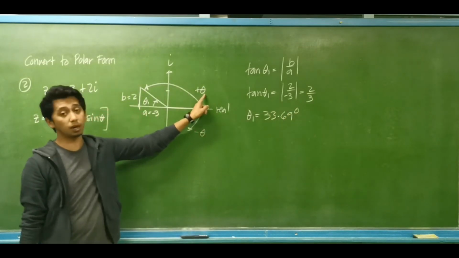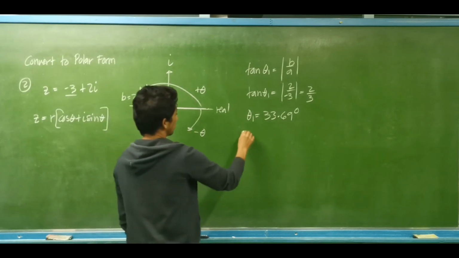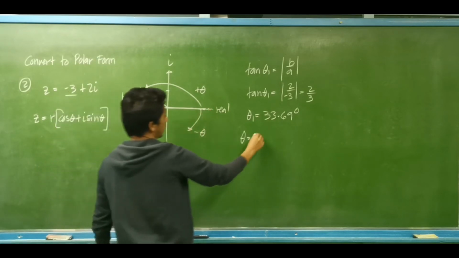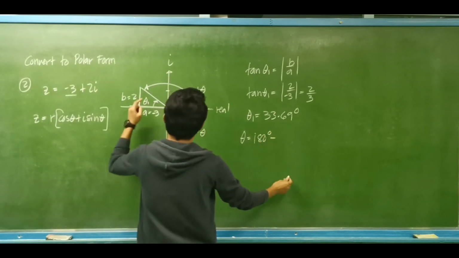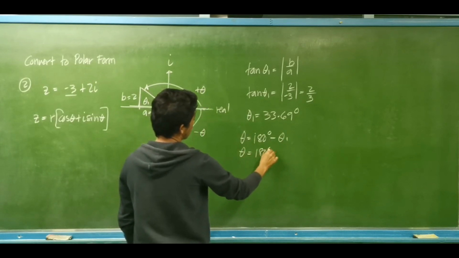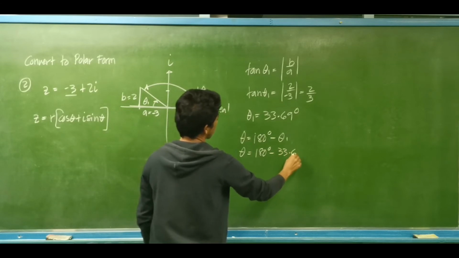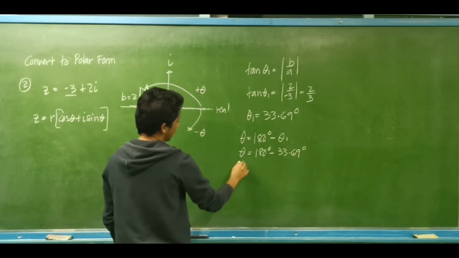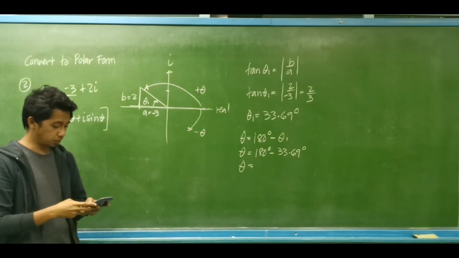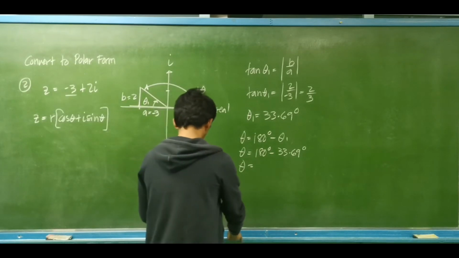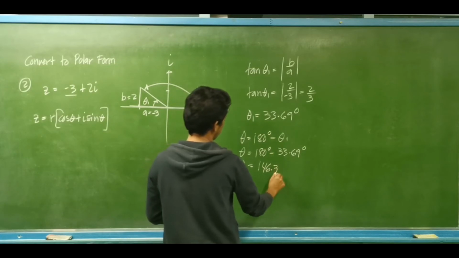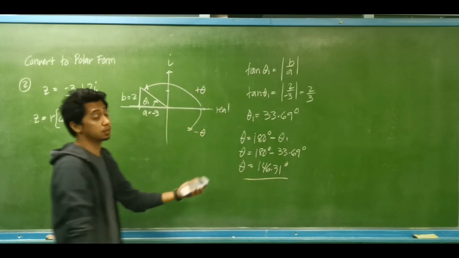How do we determine the actual argument? We have theta, and the value of theta is equal to, we know this angle is a total of 180 degrees minus theta 1. So theta is equal to 180 degrees minus 33.69 degrees. So the argument is 180 minus 33.69, which is 146.31 degrees. This will be our argument.